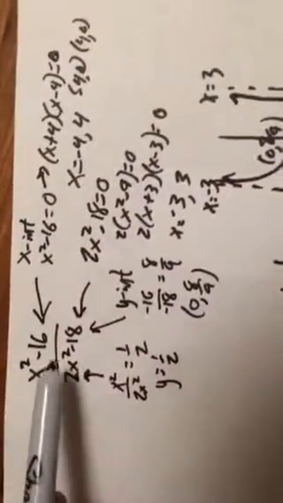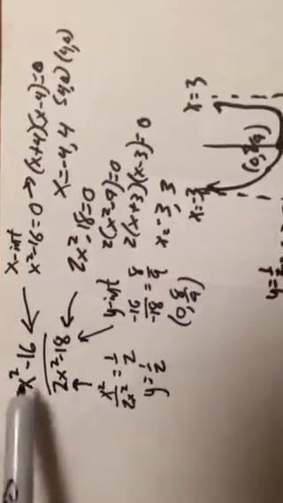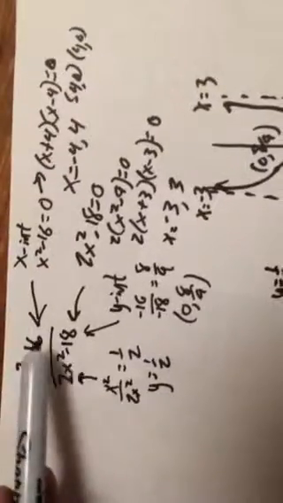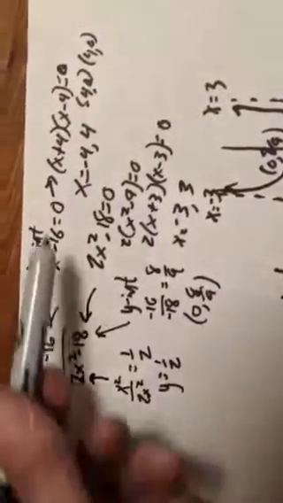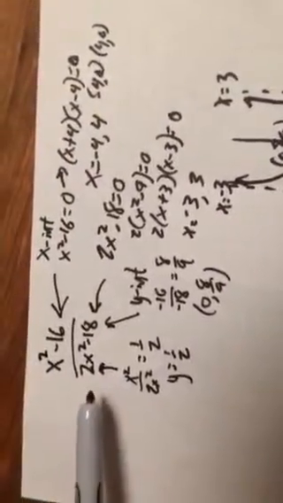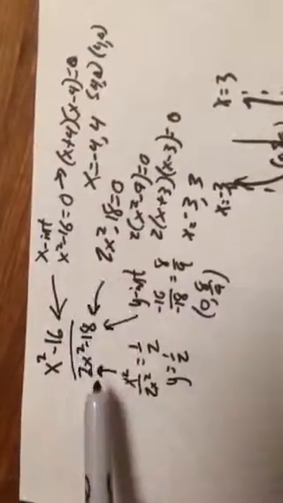So remember: horizontal asymptote, y-intercept, x-intercepts, vertical asymptotes, every time.